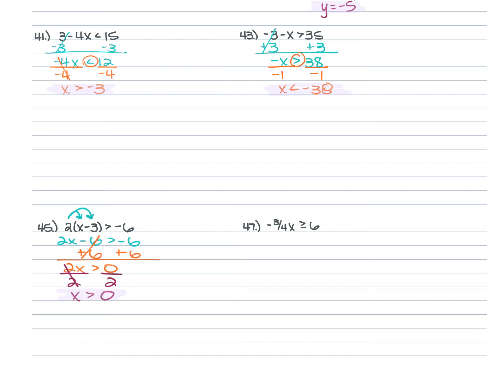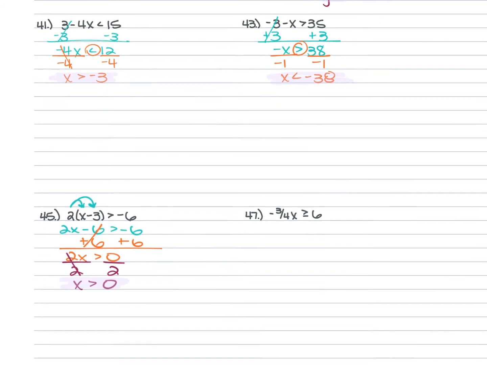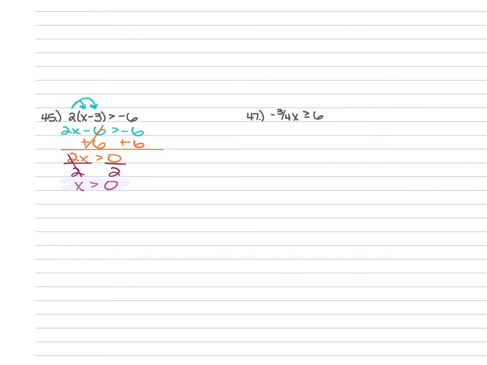So for 47, we have negative 3/4 x is greater than or equal to 6. We want x by itself. What's going on with that negative 3/4 and that x? You flip it. What's it called? Reciprocal. Yeah, okay, so it's being multiplied. So in order to move it, we're going to multiply by the reciprocal. What is the reciprocal of negative 3/4? Negative 4 over 3. So if we multiply that on both sides, what's going to happen?